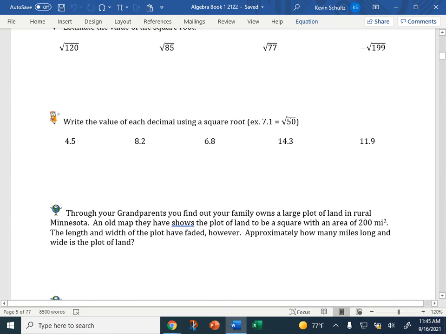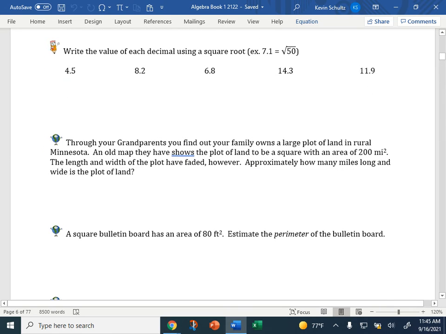You got more on the second page. And then the second Mr. Happy Pencil section kind of has you work backwards. It says, write the value of each decimal using a square root. And I give you the example of 7.1 would be approximately the root of 50.